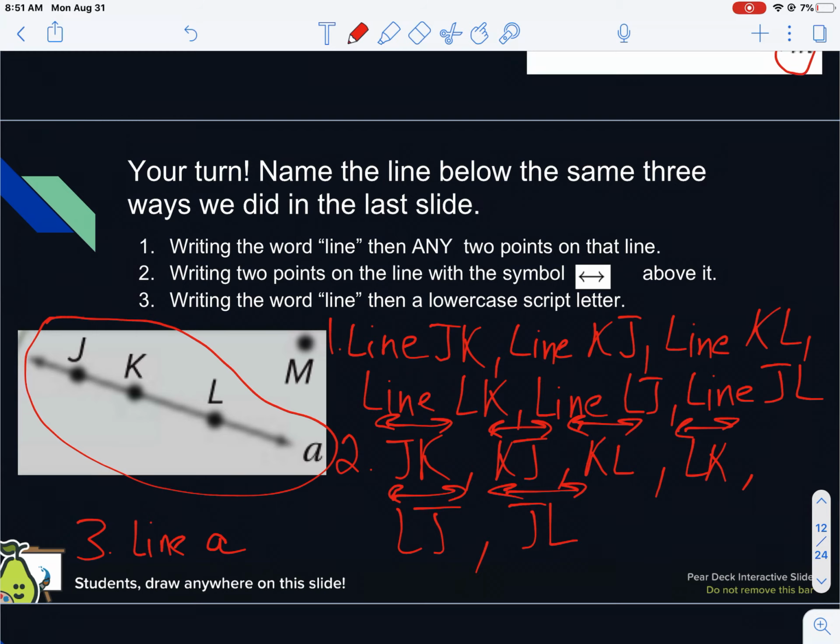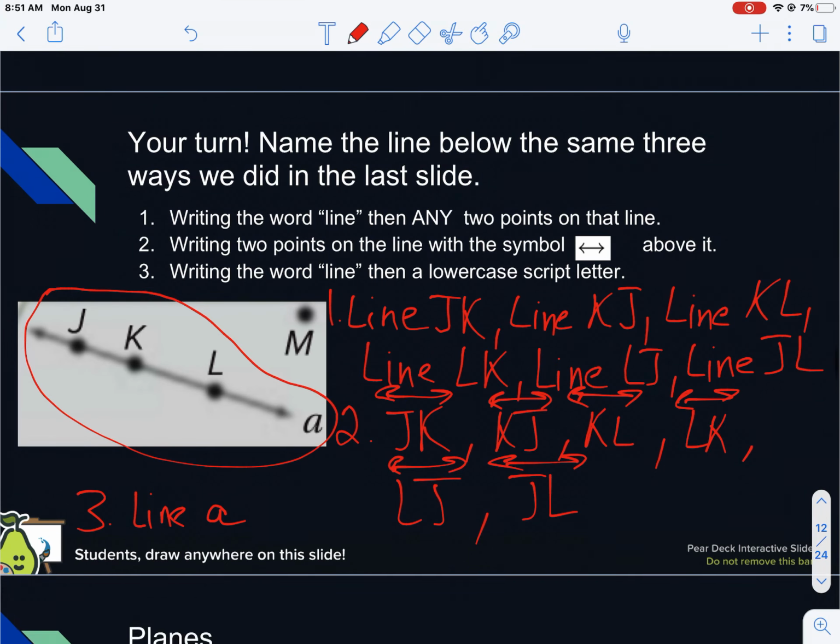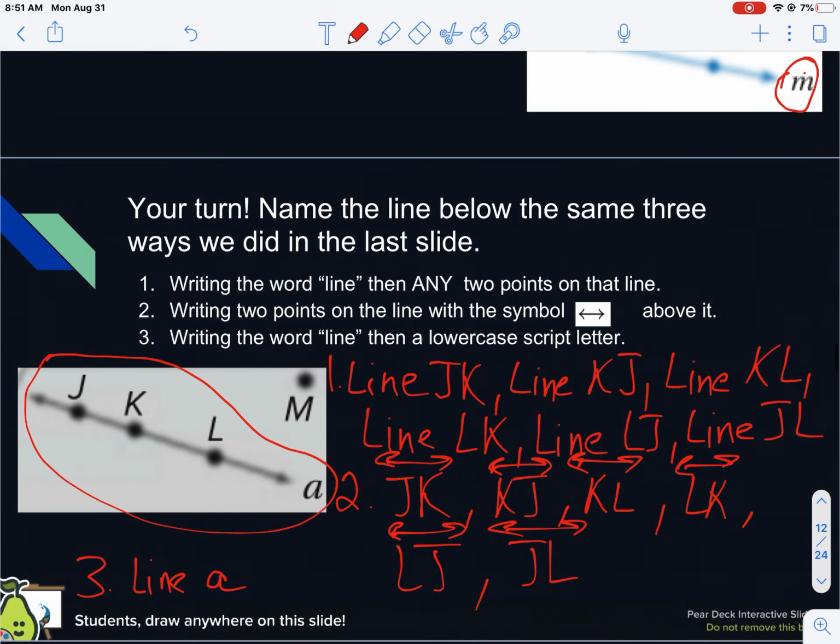Now notice M is not on the line, so we don't include M. Right? It's not on the line. It's just hanging out there. But it's not on the line, so we don't use it to name. Okay?